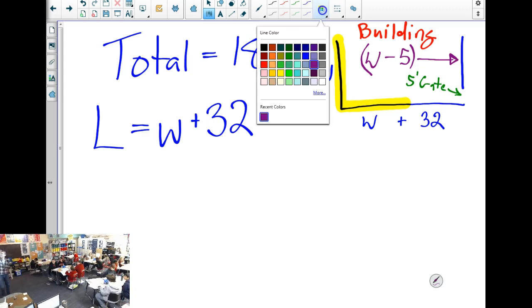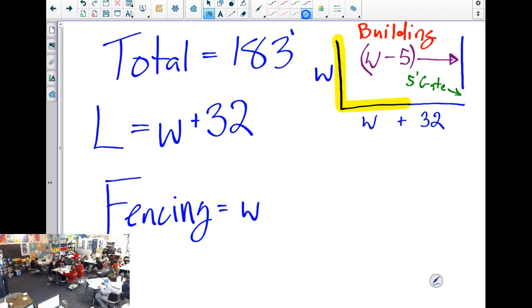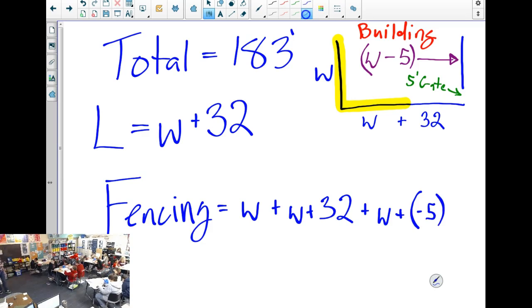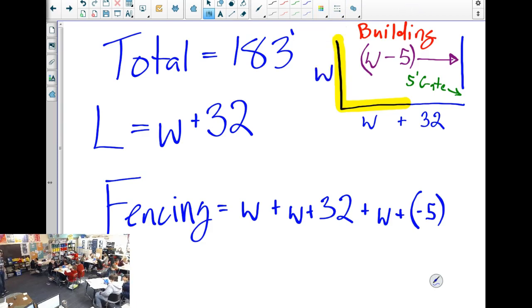So, on your paper, please write fencing. We have W and W plus 32. And W minus 5. Ooh, but we hate subtraction. Or plus -5. So W plus -5. Why do we hate it? Because it's gross. This is also gross. You are correct.